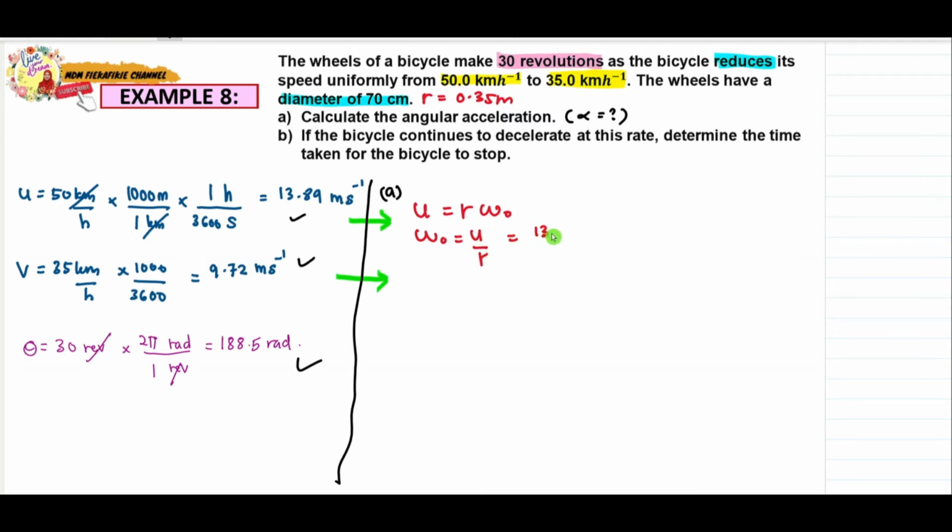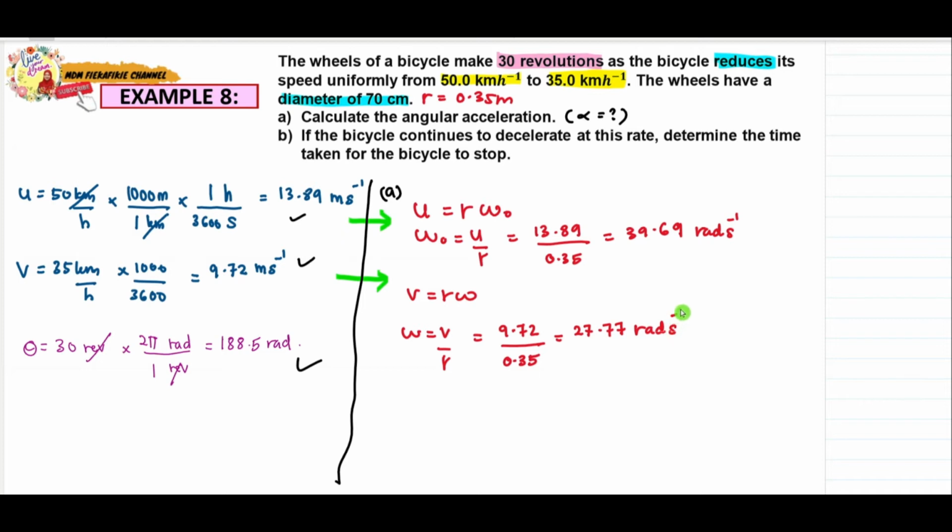So U is 13.89, must be converted to meter per second, and R is 0.35. So omega naught is 39.69 radian per second. Now omega, which is the final angular velocity. V is equal to R omega, so omega is equal to V over R, where V is 9.72 over 0.35. And the final answer should be 27.77, the final angular velocity.